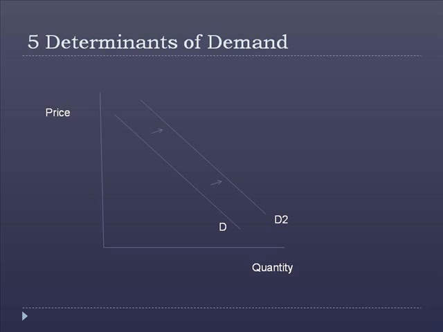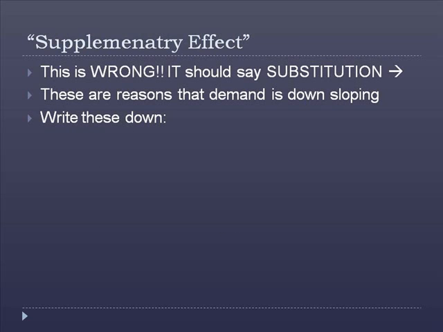On the next slide, there's a correction on the study guide, and we have the reasons for the downward slope of the demand curve. So move on to where it says supplementary effect. This is wrong. Cross that off and write substitution effect. I'll define it here in a second, but it's one reason that the demand curve is down sloping. So here's what I want you to write under substitution effect.